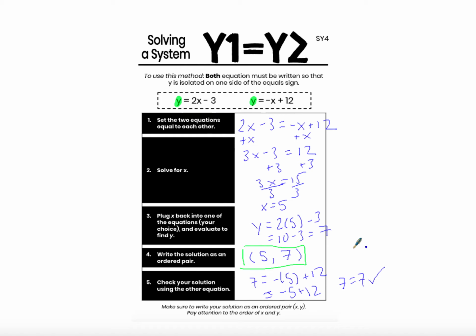For this method, I'm always going to end up with x first. So it's not typically a big error where you switch the x and the y, but just always be careful that you write your ordered pair with x first and then y. And of course, never forget to write your solution as the entire ordered pair.